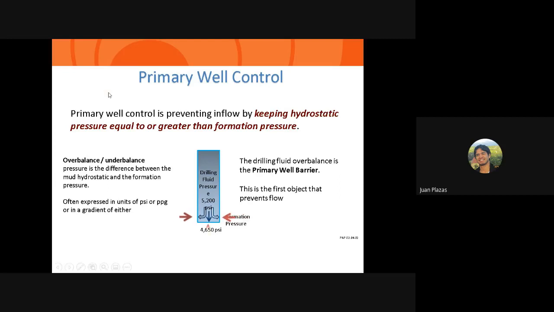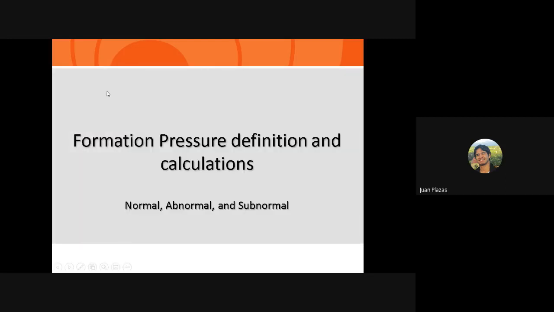Let's continue. Okay, now let's talk about formation pressure definitions and calculation. Today we will cover what is normal, abnormal, and subnormal formation pressure.